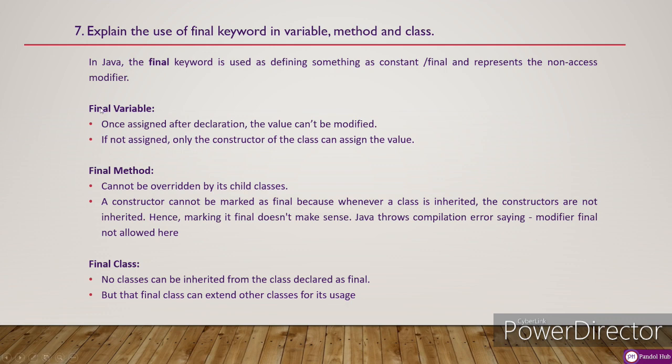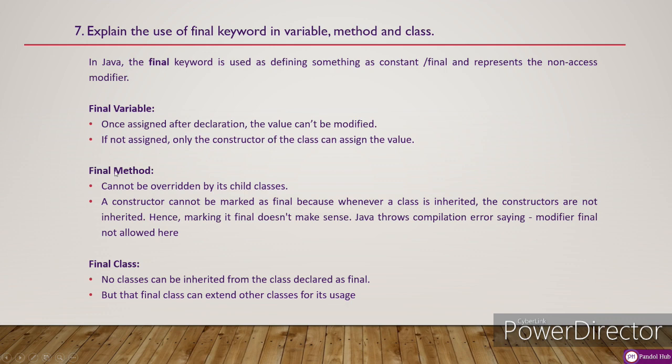So first going on with this final variable. When the variable is declared as final, the value of that variable cannot be modified. And if that variable is not initially assigned with a value, it's only the constructor of the class which can assign the value to it.